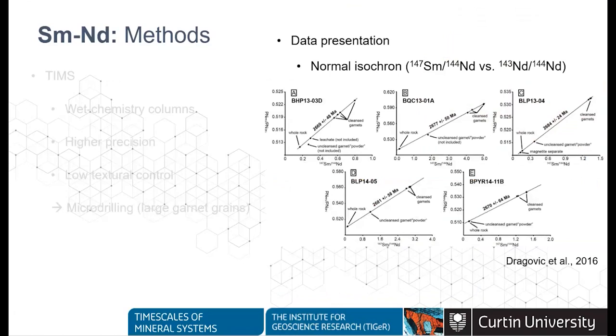And we generally present the data using normal isochrons. So 147 samarium over 144 neodymium versus 143 neodymium over 144 neodymium. And as we said before, we have to do this by separating the garnet. So it's generally not a lot of points because it's very painful to separate the isotopes through the chemistry columns. And then we just present the whole rock to pin down the initial ratio here, and then maybe 3, 4, 5 garnets or leached parts of the garnets to constrain the isochron.